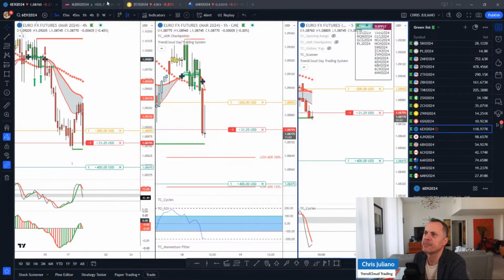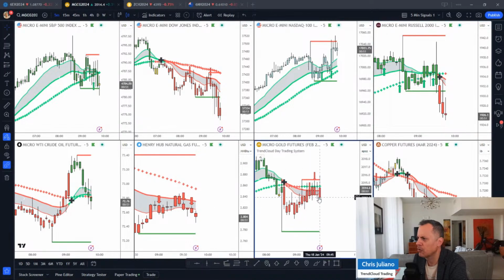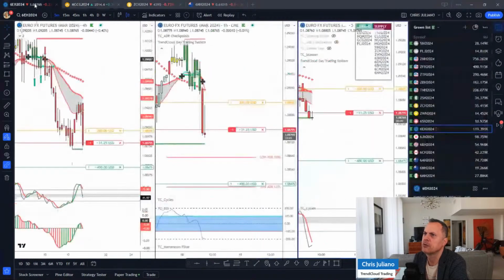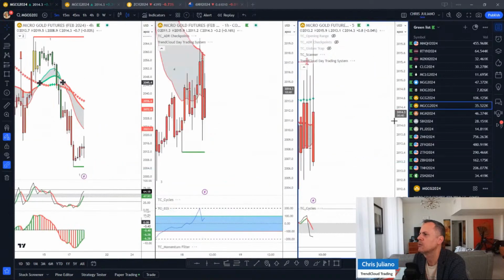Anything else? Let's take a look. Let's scan. NASDAQ is extended, giving us trades. Natural gas, very expensive stuff. Micro gold setting up to the downside. TrendCloud signal here. Let's go jump over to gold and take a look. Micro gold.